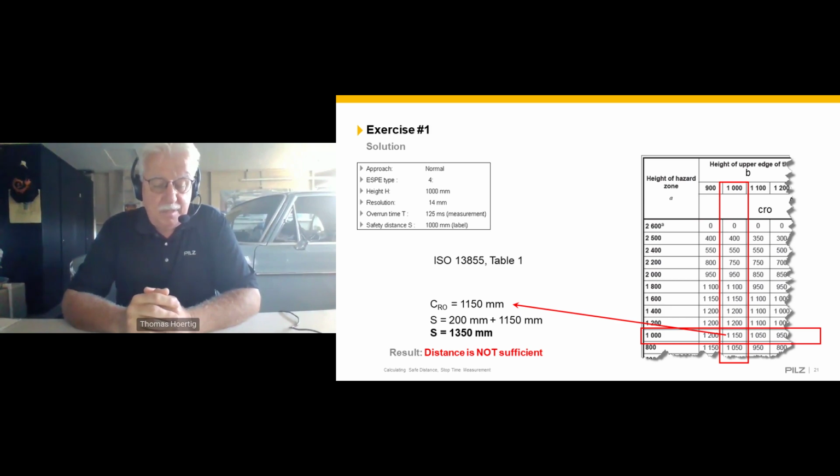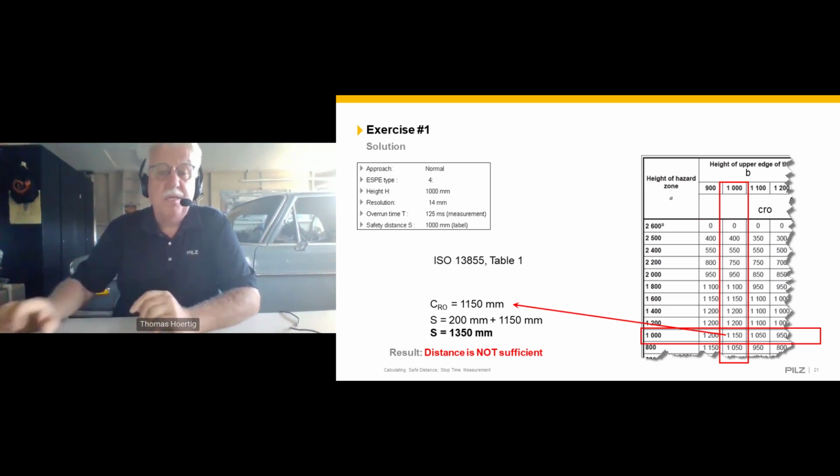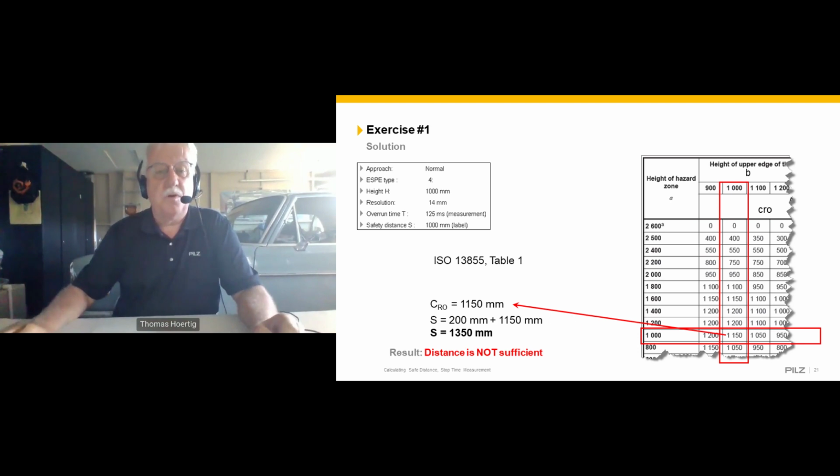That's the 1,150 millimeters. That's our C_RO. So based on our results, the 200 millimeters, now we need to add this 1,150. That makes it 1,350. And initially we had 1,000. So our distance was not sufficient.